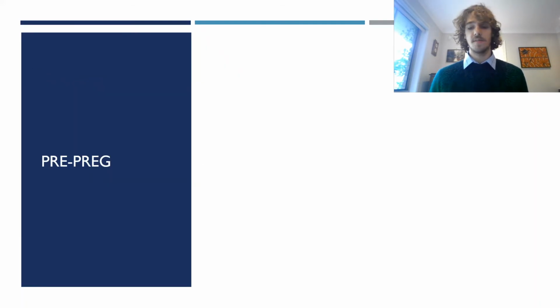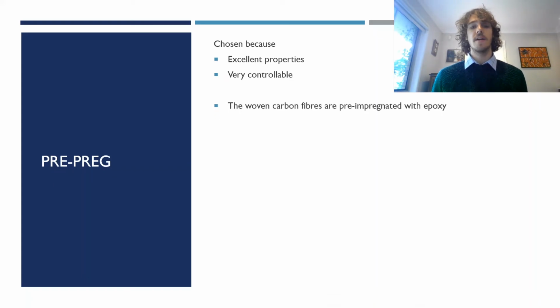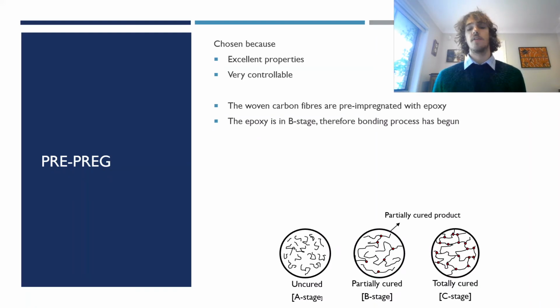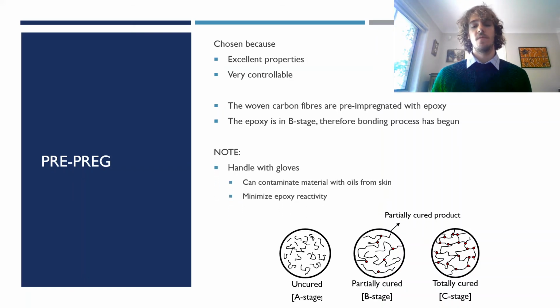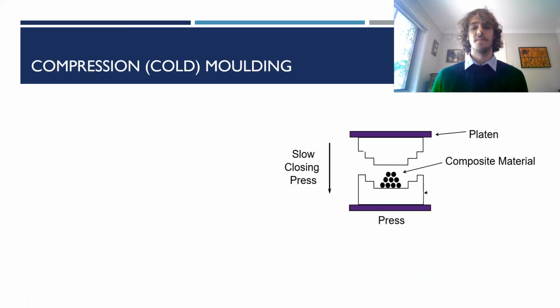It's then pre-preg. I chose to do pre-preg because of the excellent properties. It's very controllable as well. Pre-preg is basically where the woven carbon fibers are pre-impregnated with epoxy that's in B stage, so the curing process has already begun. It's worth noting that we should handle the material with gloves. We do this to prevent contamination with oils from the skin and also to minimize epoxy reactivity.